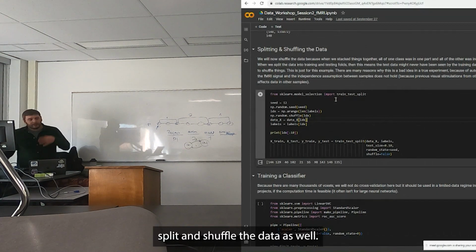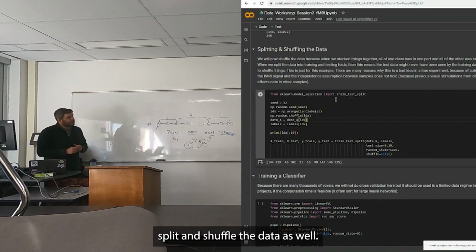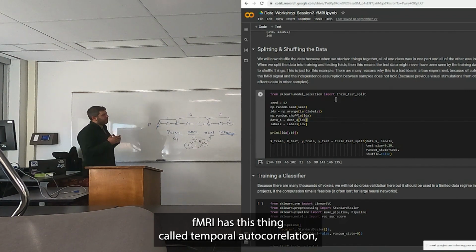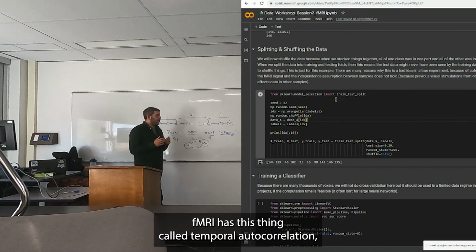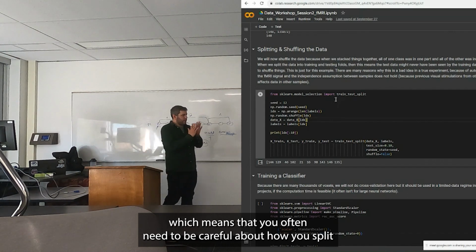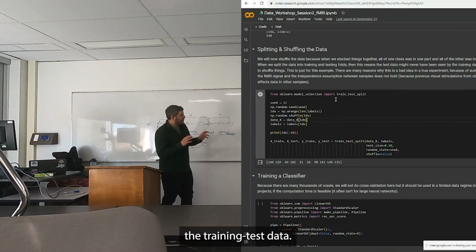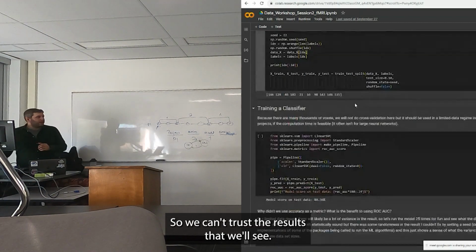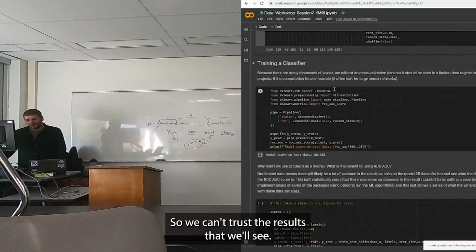We want today to split and shuffle the data as well, and break a few important assumptions here, because fMRI has this thing called temporal autocorrelation, which means that you often need to be careful about how you split the training and test data. Just for this simple analysis, I'm ignoring that, so we can't trust the results that we'll see.